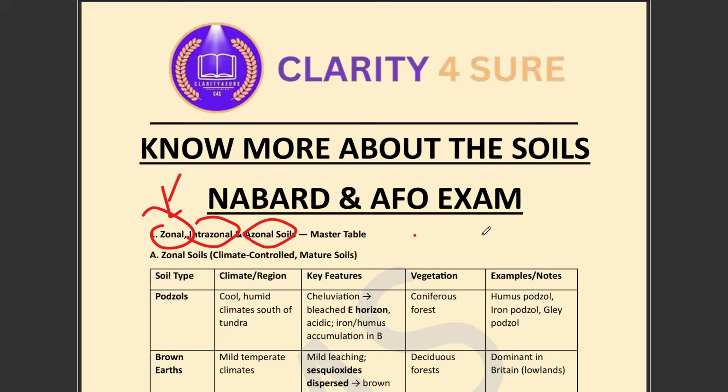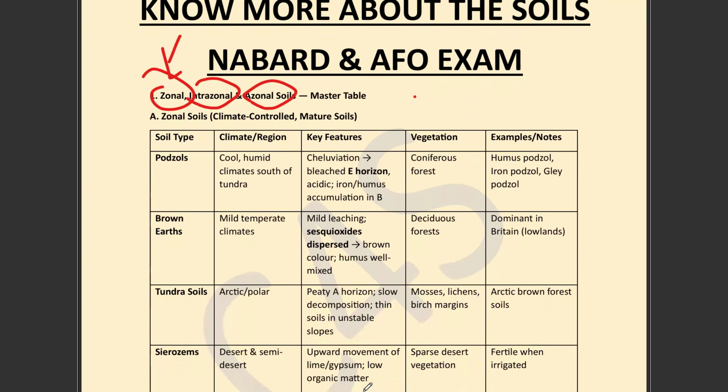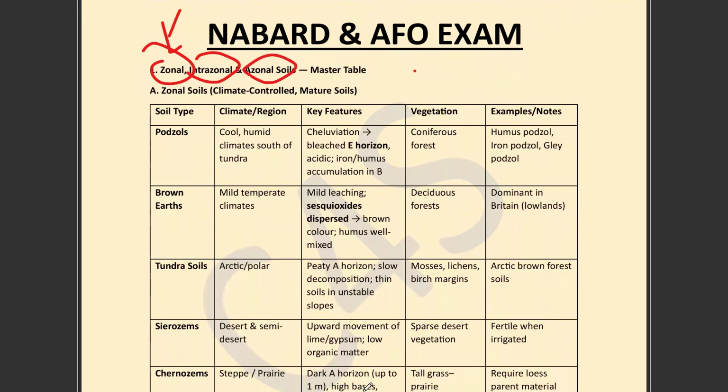Now moving forward, we will quickly try to understand the types of soils under different classifications. Now comes zonal soils, which I already told you are climate controlled and mature soils. What are the types under this zonal soil? There are different types. The first one is Podzols, which you can find in the cool, humid climates south of the Tundra.